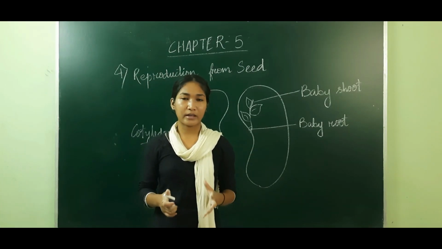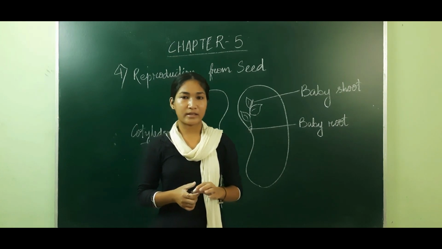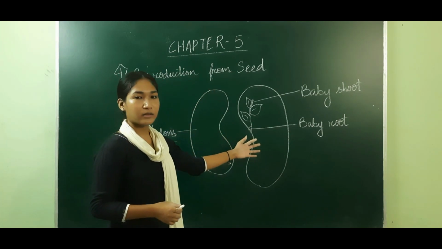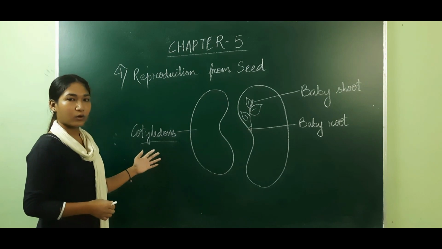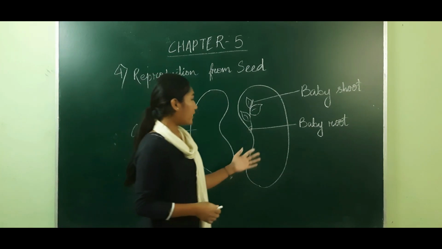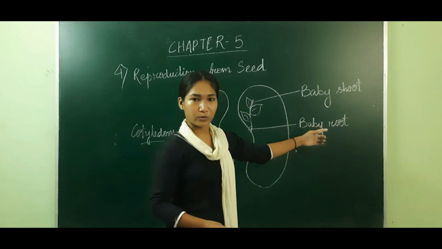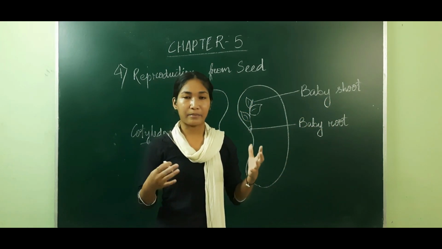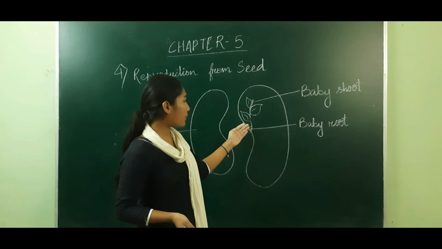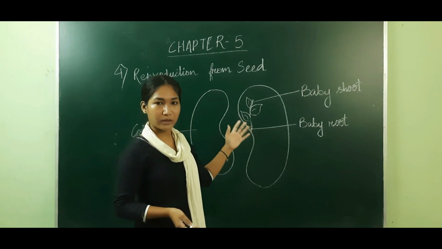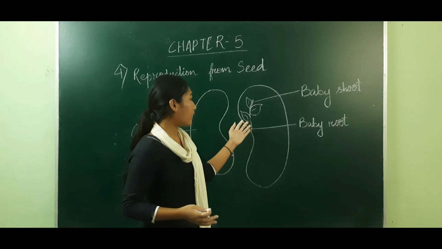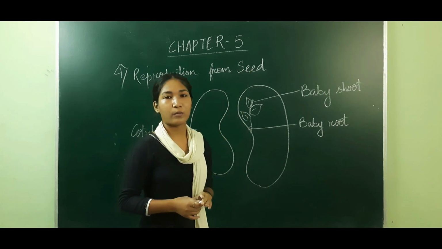When we separate the seed coat from the seed, we will find these two parts. Each part is known as a cotyledon. Inside a cotyledon, we can find a baby shoot and a baby root. Collectively, we call them the embryo. And from this baby shoot and baby root, or embryo, a new plant is grown from a seed.